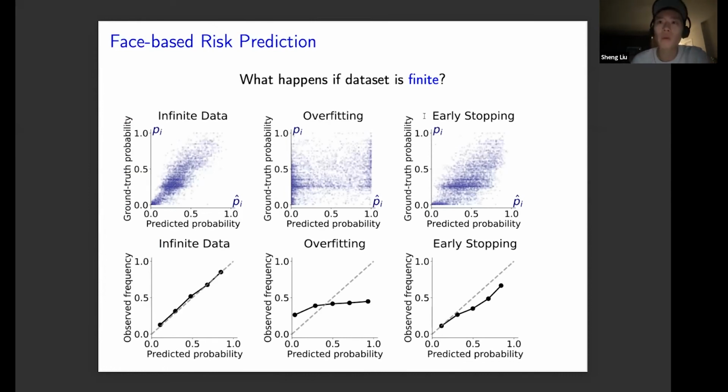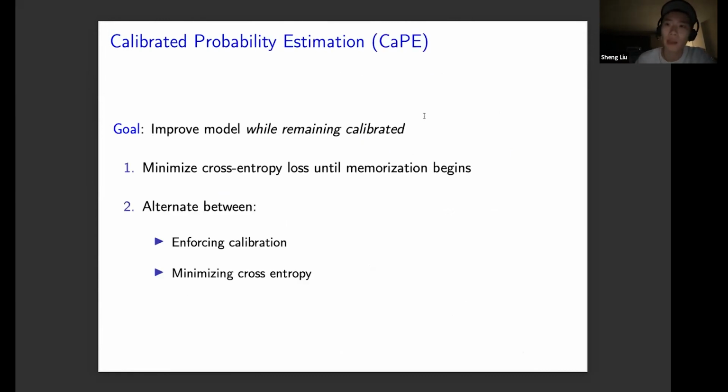Okay, and what we want to improve further is that instead of just doing early stopping based on the validation set, we want to do more. As we kind of do in noisy labels as well, we want to take advantage of the effect of the early learning and keep the model learning more. So that is the goal: we want to improve the model, which basically means minimizing the cross entropy loss, and at the same time we want the model to remain calibrated. That is what we call calibrated probability estimation.